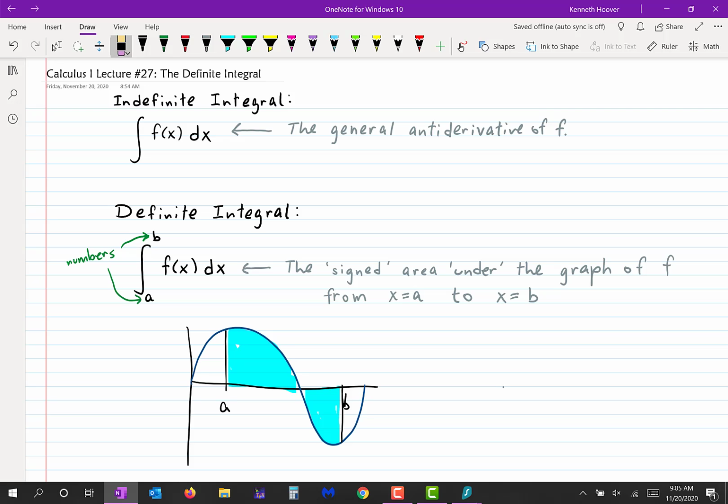I'll point out to you, when I read that out loud, I didn't say the word definite, did I? So here's how it goes. When you look at them, you can tell if an integral is indefinite or definite based upon, are there numbers here or not? No numbers is an indefinite integral. These numbers, by the way, they're called limits of integration.